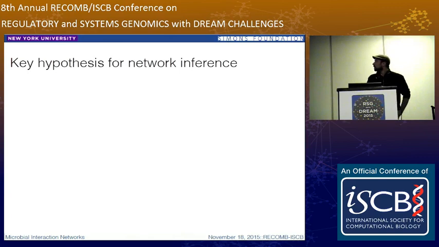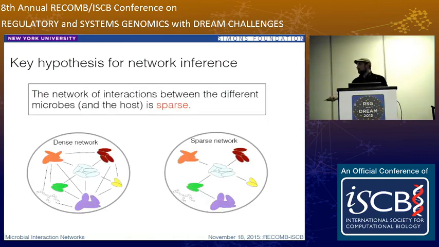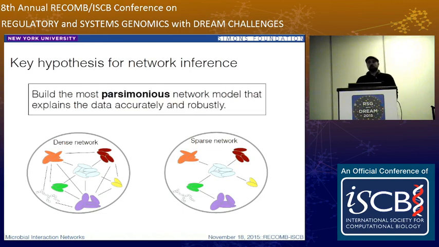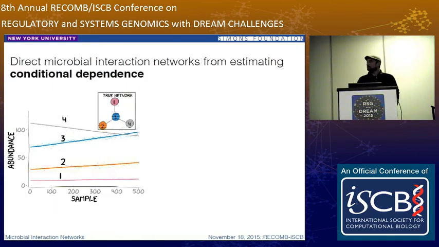Okay? So our key hypothesis for that is actually that not all bacteria, for instance, in the gut interact with all others, but actually that there is a sparse network. Okay? That's the key thing, such that we can compute anything in the first place. And this obviously relates to parsimony.